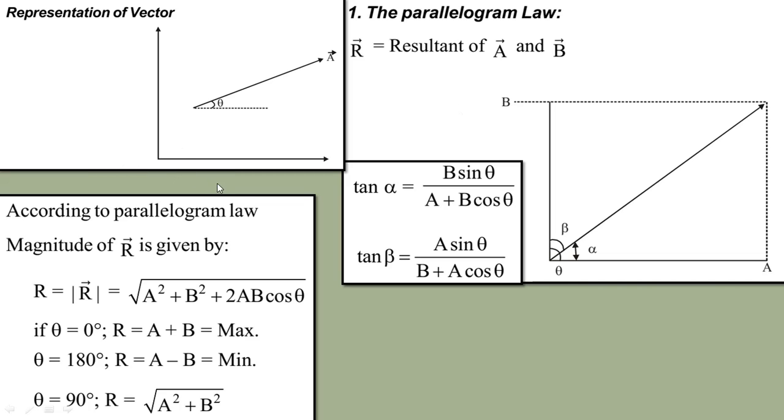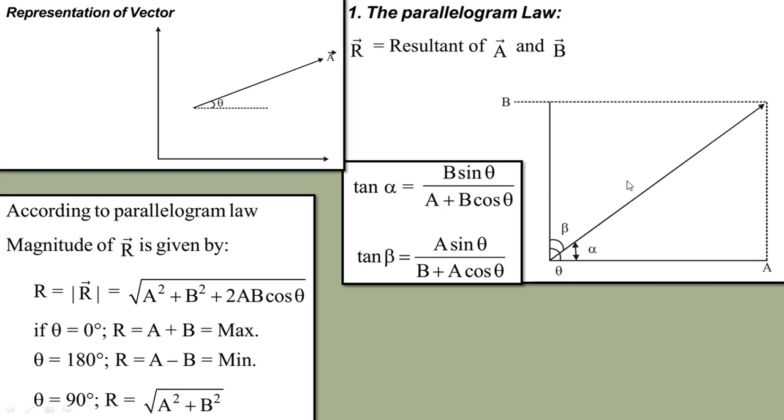According to the parallelogram law, the magnitude of R bar is given by R equals the magnitude of R bar, equal to the square root of A squared plus B squared plus 2AB cos theta. Theta is the angle between vectors A and B. If theta is 0 degrees, R is equal to A plus B, putting the value of cos 0. If theta is 180 degrees, R is equal to A minus B, which is the minimum. If theta is 90 degrees, then R is equal to the square root of A squared plus B squared.